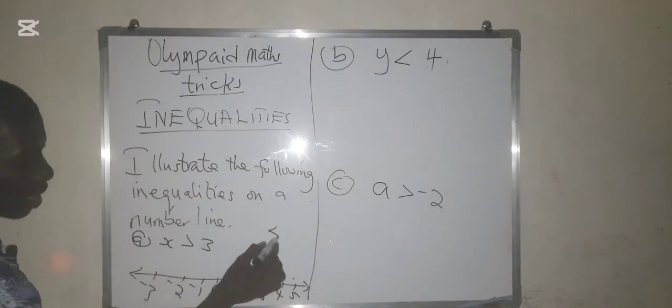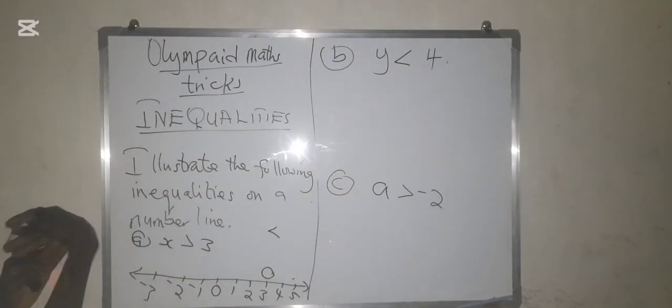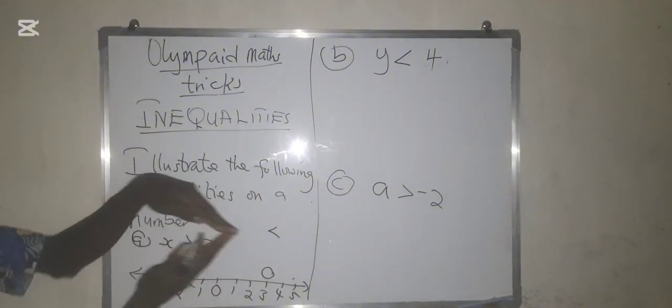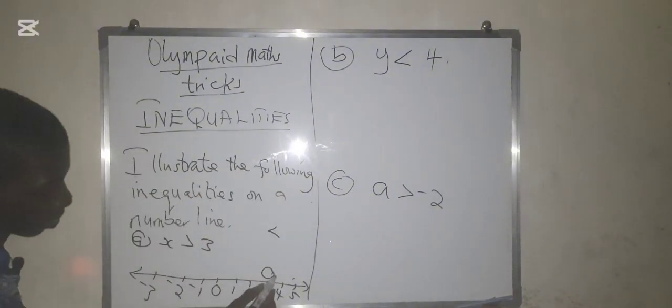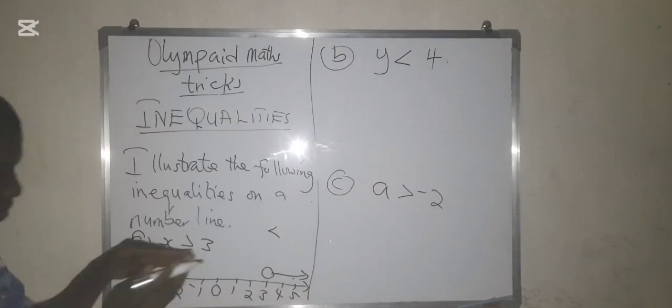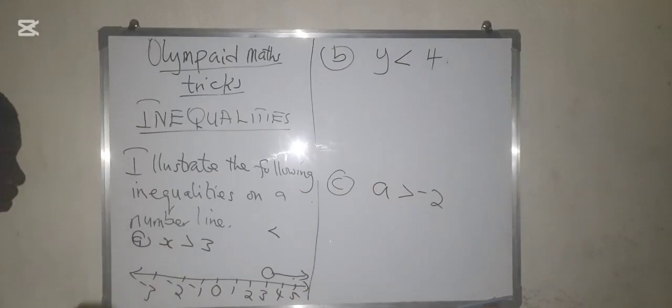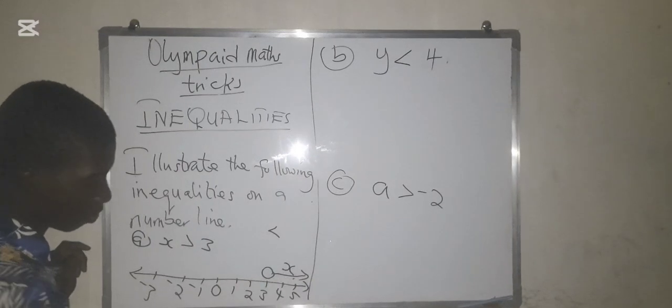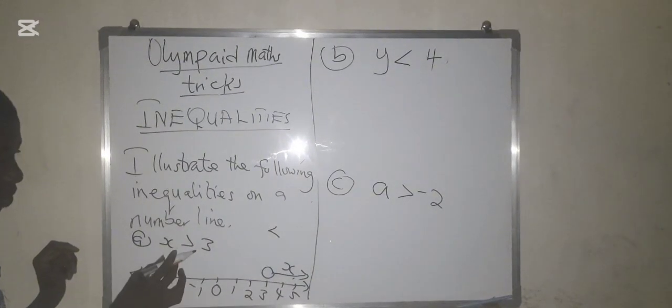If it is less than, the arrow should face this way. It's just an arrow facing this way. So obviously this arrow is facing this way, so you draw it facing that way. Now we indicate the variable that is given. If it is a, we indicate a. If it is b, we indicate b. But here we are given x.